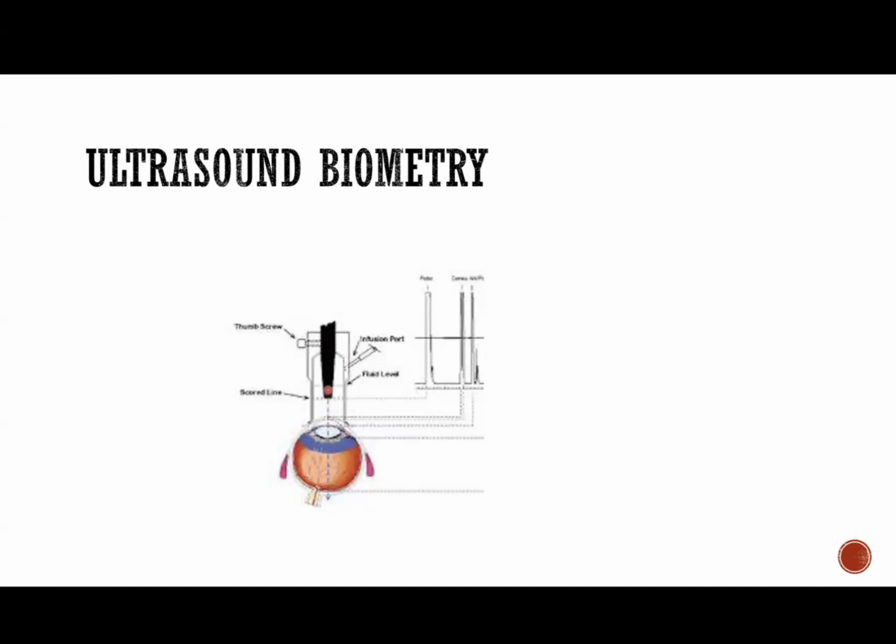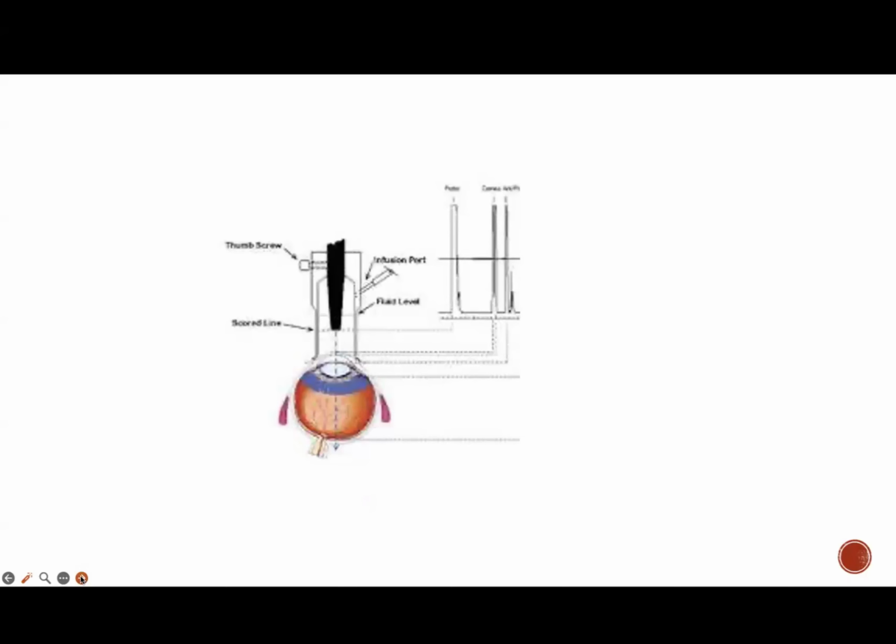So whenever you do this biometry, you have to look at the spikes. These first two are the corneal spikes. This is the retinal spike. You have to be very careful; it should be a perpendicularly oriented spike to get the correct value. So that is contact biometry.